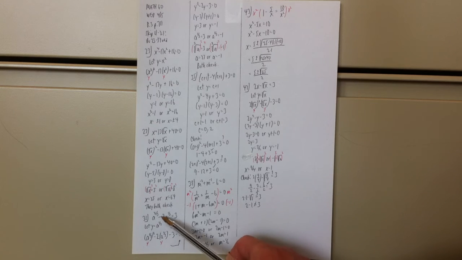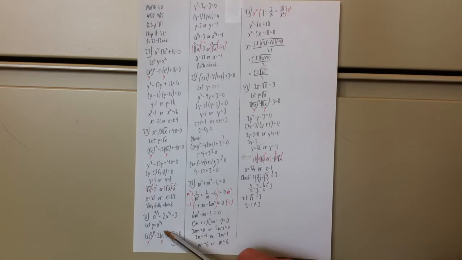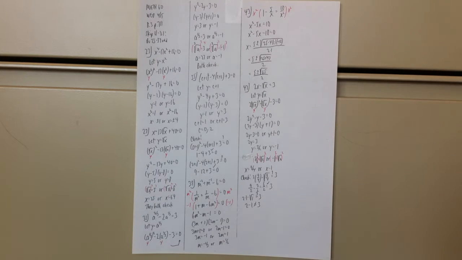31, a to the 2/3 minus 2a to the 1/3 equals 3. Again, it looks kind of funny, but if I let y equal a to the 1/3, then a to the 2/3 happens to be a to the 1/3 squared. So if I think of it as y being a to the 1/3, a to the 2/3 is a to the 1/3 squared minus 2 times a to the 1/3 minus 3 equals 0. I will call each of these y. That makes the problem a lot easier.